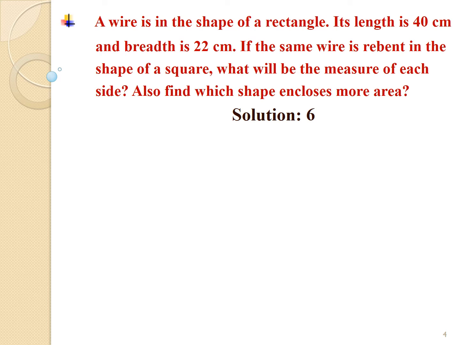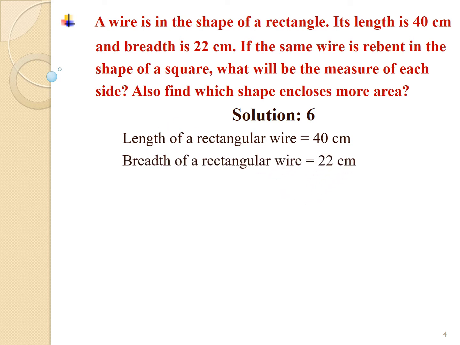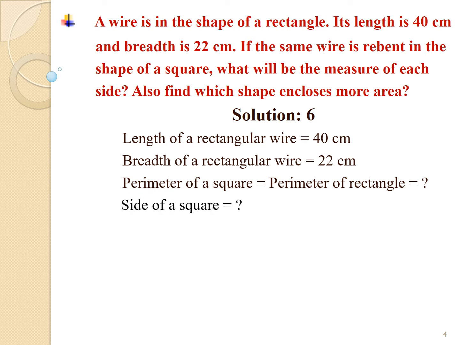Length of a rectangular wire is given 40 centimeters. Breadth of a rectangular wire is given 22 centimeters. Total length of wire equals perimeter of rectangle. Thus, perimeter of rectangle, which is equal to that of the square, equals how much? Side of a square equals how much? Area of a square equals how much? And area of a rectangle equals how much?